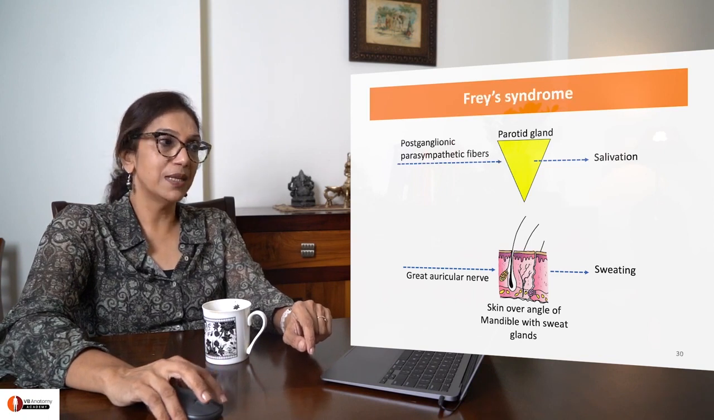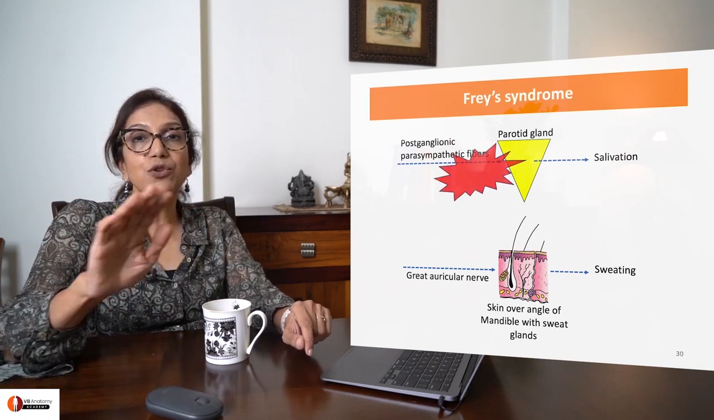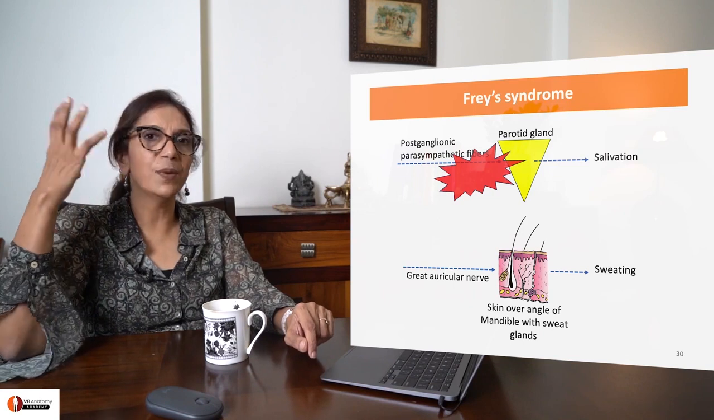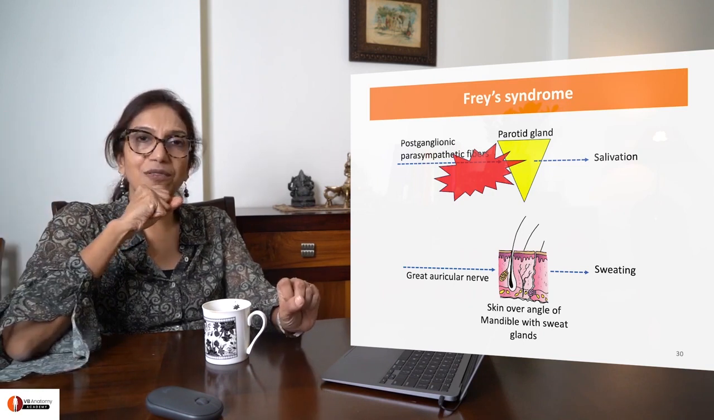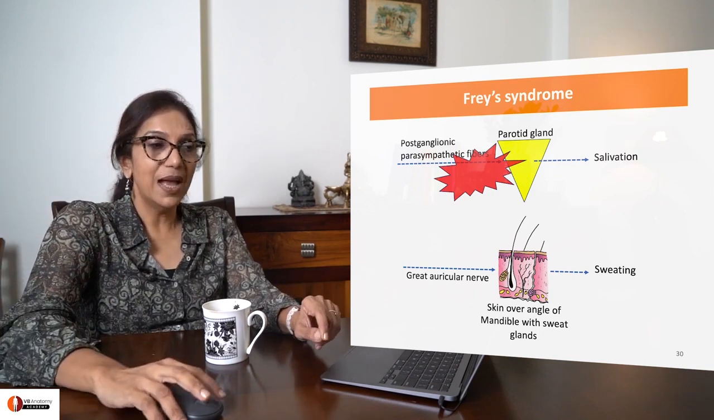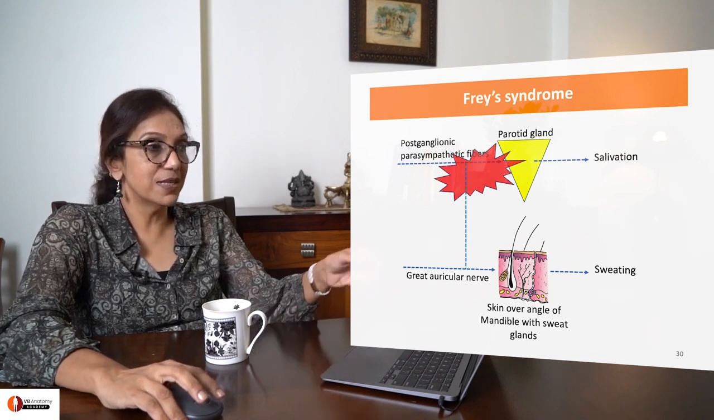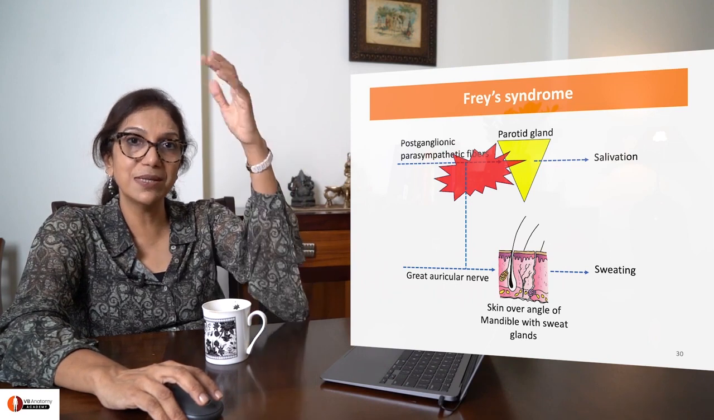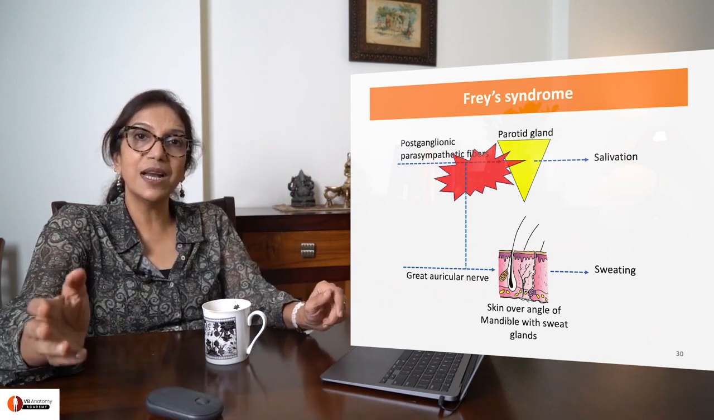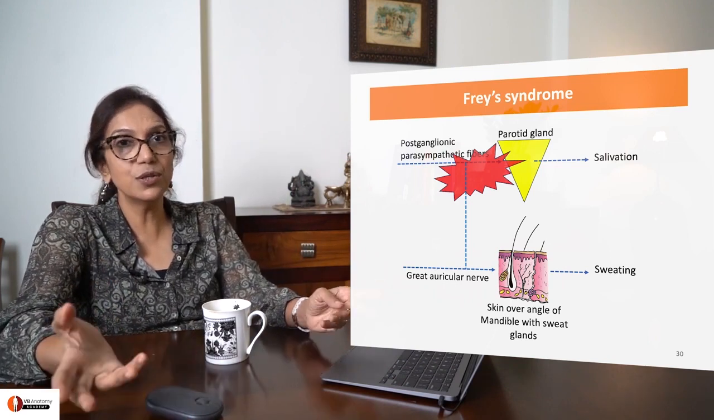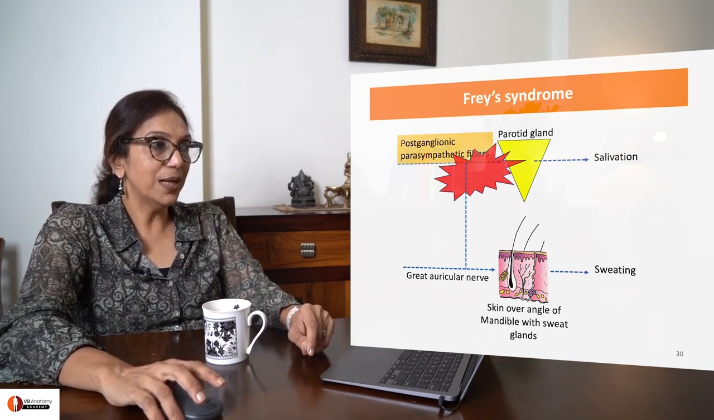Now what happens in this person? There is a damage to the parotid gland. Some kind of trauma has happened and postganglionic fibers are cut. Okay? As they are healing, they get attached to the greater auricular nerve. Instead of getting attached to their own fibers distally, they get attached to the adjacent greater auricular nerve, which is also cut.